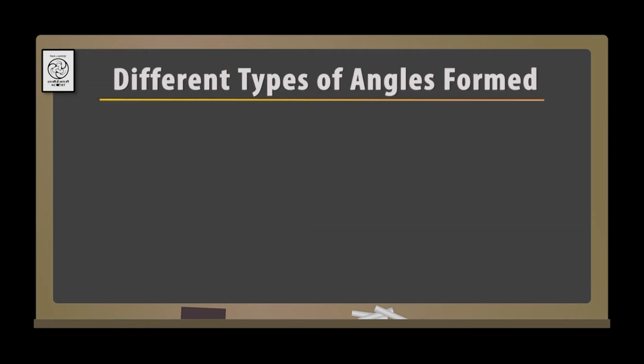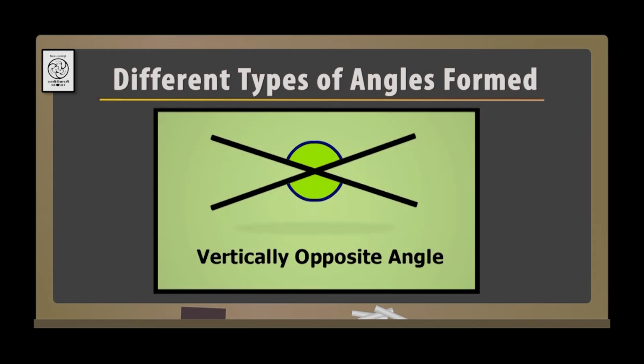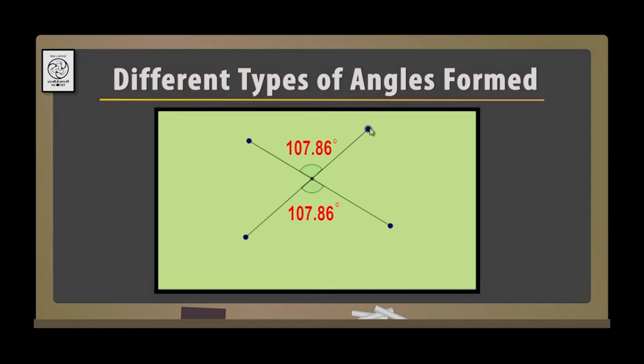Next we have the concept of different types of angles formed. Here we have two lines intersecting. When these two lines intersect, these two angles are known as vertically opposite angles, and they are always equal. If we have to check it out, we can change this angle. You will find that the angle on top and the angle below remain exactly equal. So these are called vertically opposite angles.